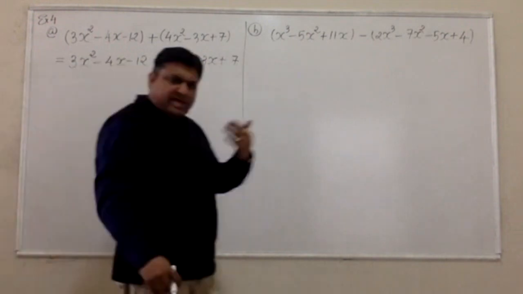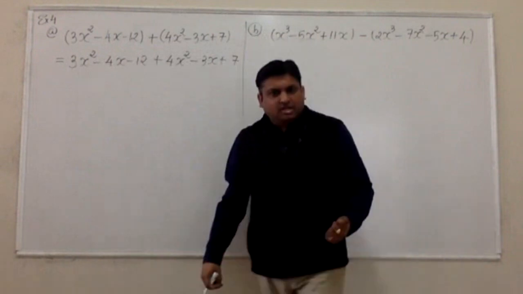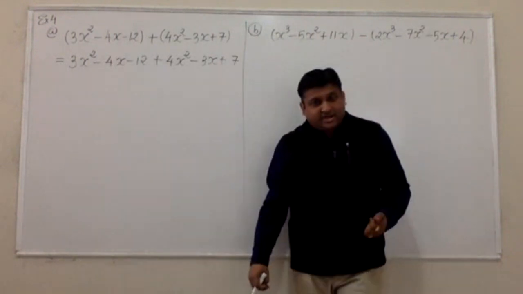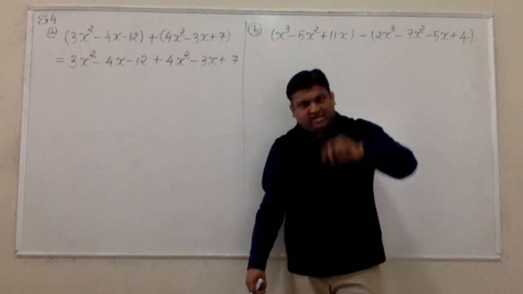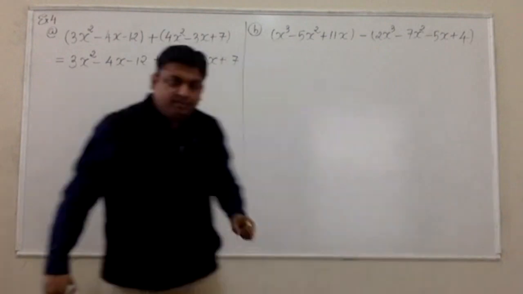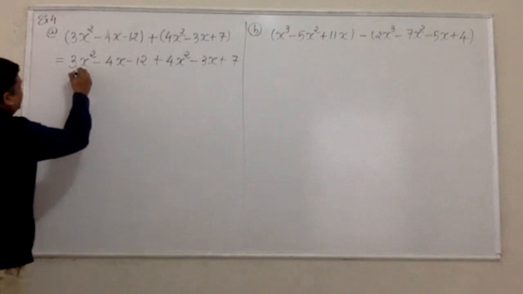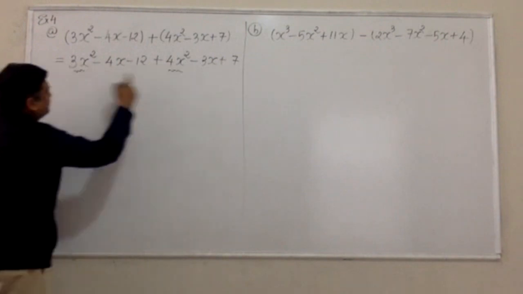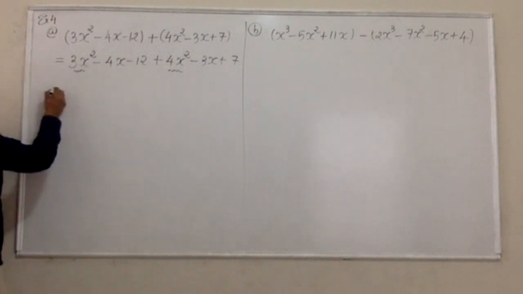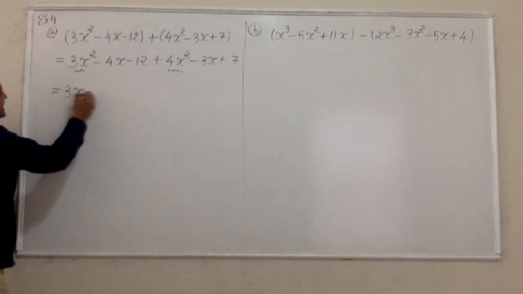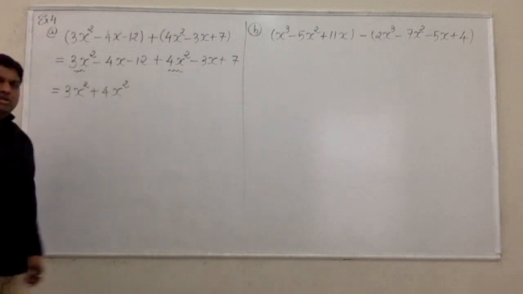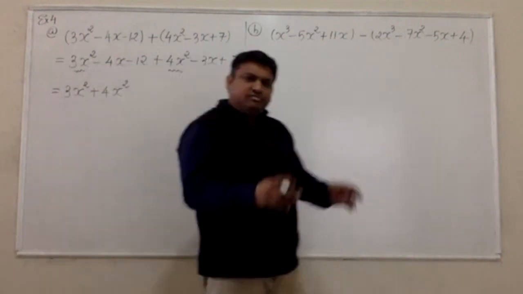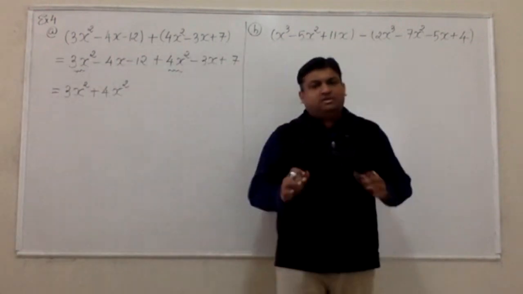Now check if you have like terms there. Remember how to identify the like terms? They must have the same variable, same exponent. Check it. Look, 3x squared, 4x squared. These are the like terms. I would like to put the like terms together, so with their appropriate sign, I'm putting the like terms together.